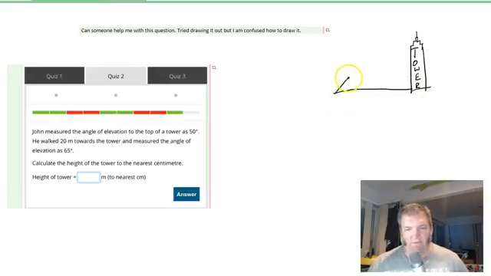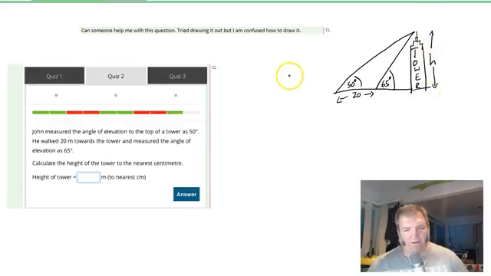Initially, angle of elevation, so from a horizontal line up, was 50 degrees, and then walk closer, and the angle of elevation was 65. So there's a bit closer. There's 65 degrees. That one there, this one here we had 50. And this distance here is 20. And we are trying to find this opposite side, the height.